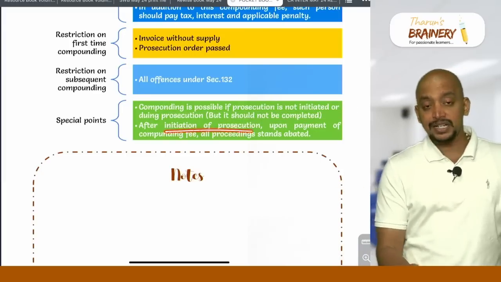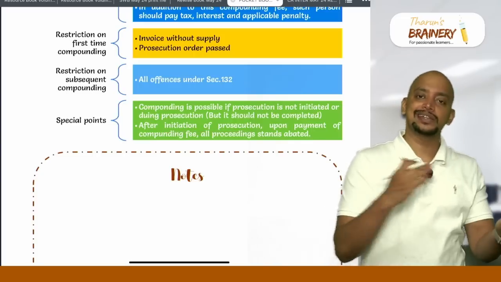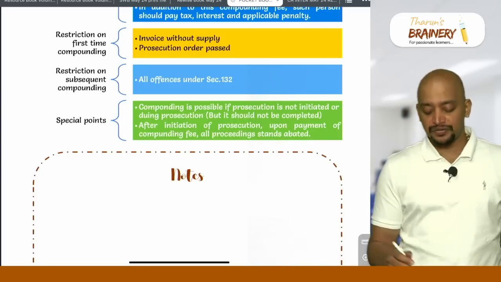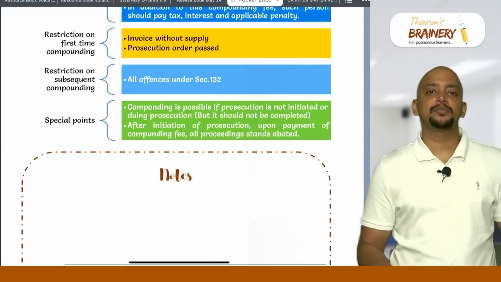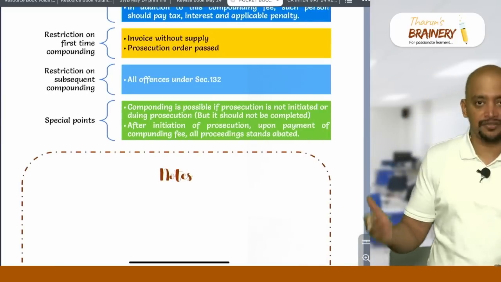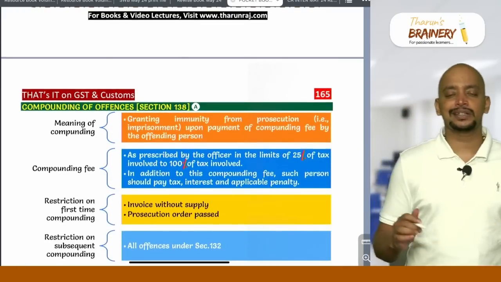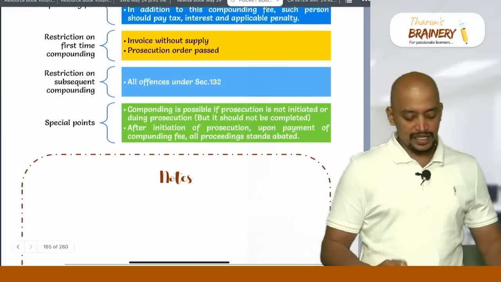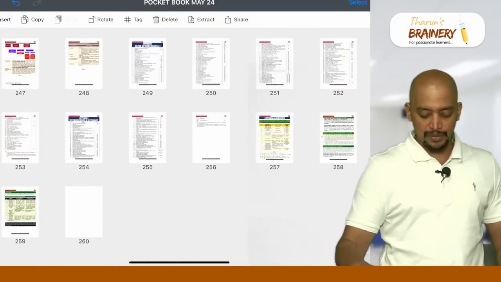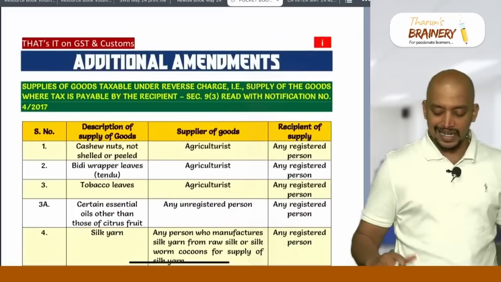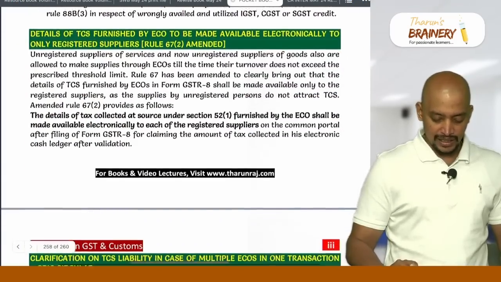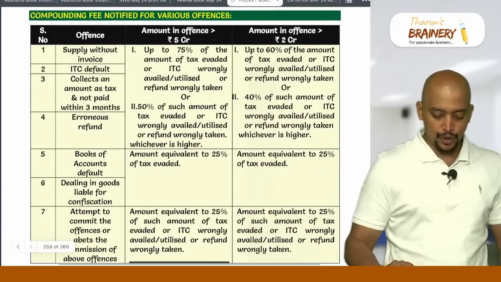Okay. After initiation of prosecution, say the case is already in the court, during that time also we can pay the compounding fee, and upon payment of the compounding fee all proceedings stand abated, which means the officer who filed the case will withdraw the case upon collection of this compounding fee. So, that is about compounding of offences under section 138. These are the provisions that we have, and related to this there are some additional amendments which I have given at the end of the That's It book. You can see that. We have some additional provisions relating to compounding fee.